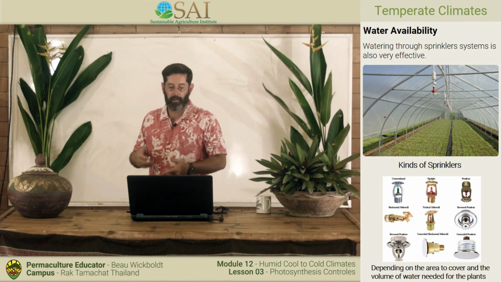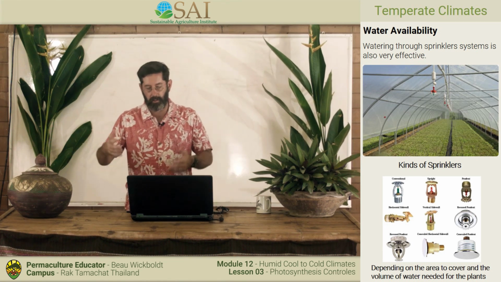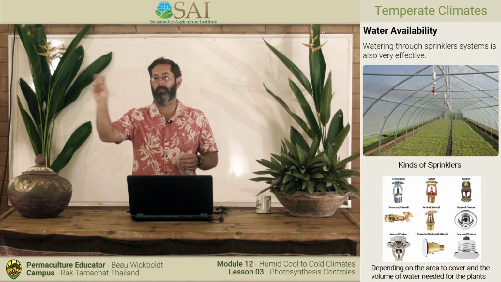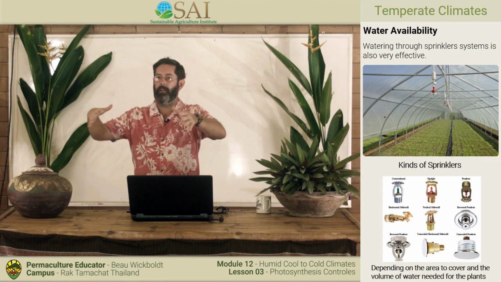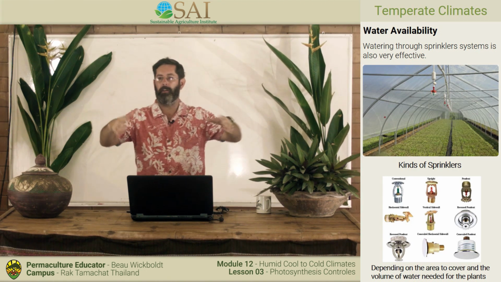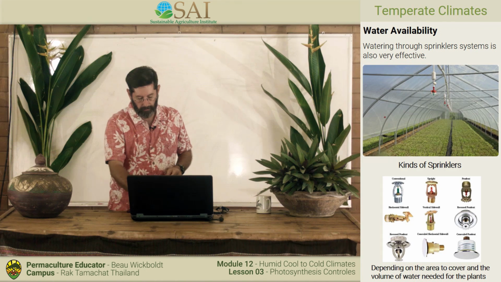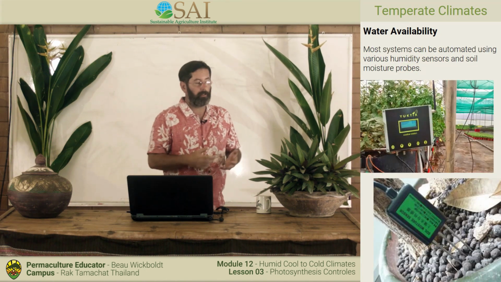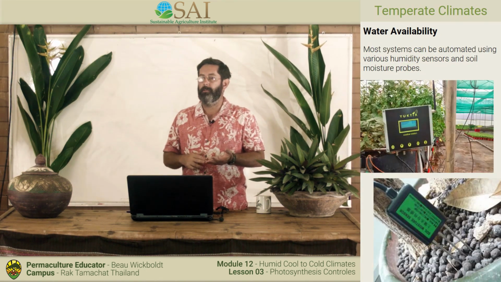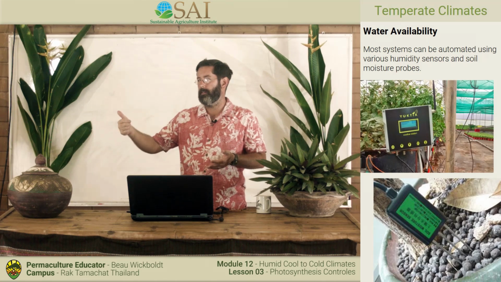And depending on the area to cover and the volume of water that you need, you can investigate different types of sprinklers that give different patterns. So for this particular plant, I have this pattern. For this particular plant, I have another pattern. Most of these systems can be automated. You can buy timers today. Every year they're getting easier and cheaper.